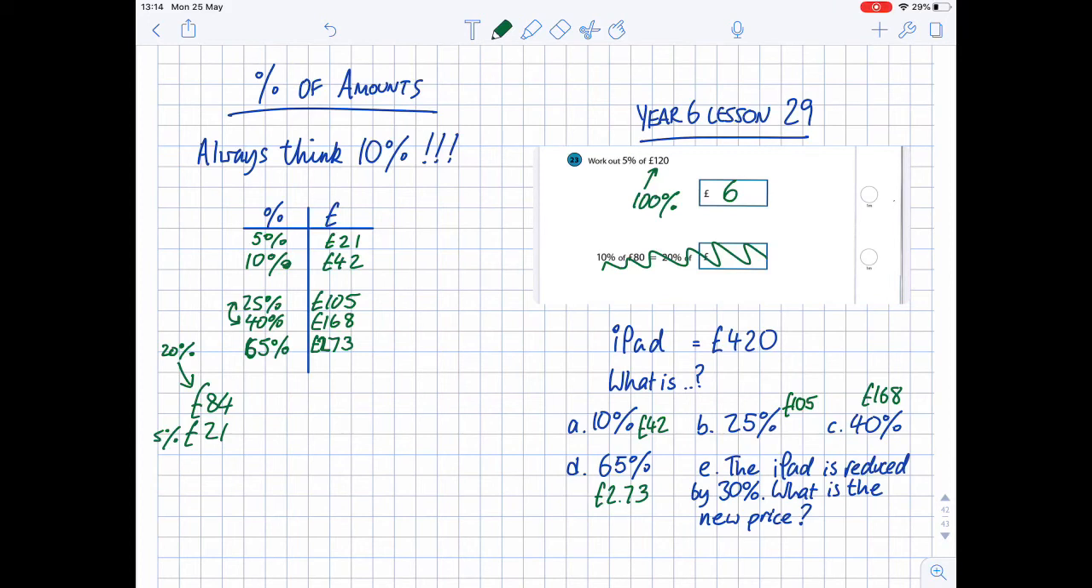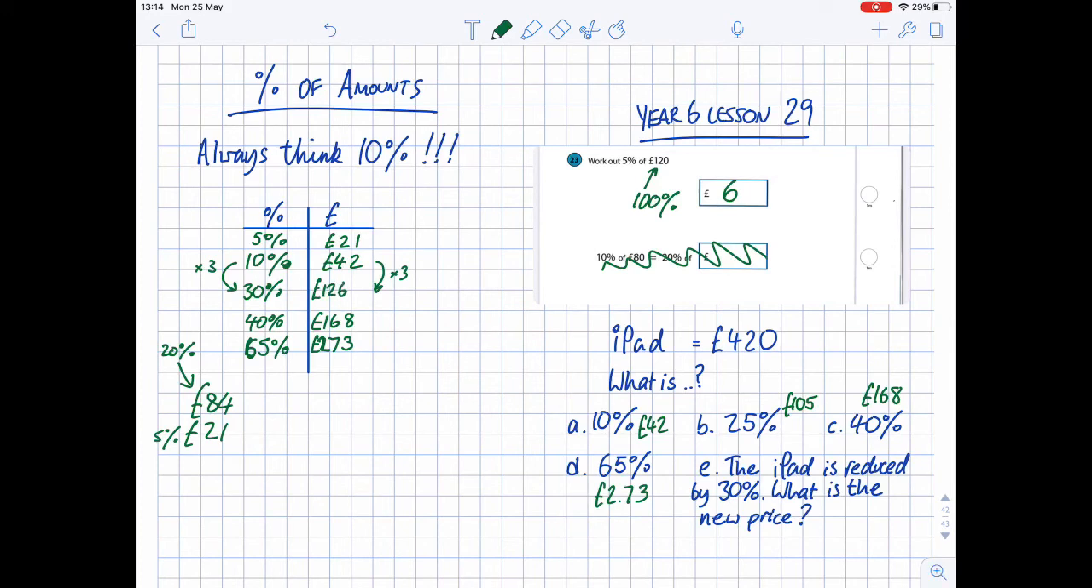And then the last one says the iPad is reduced by 30%. What is the new price? Okay, so how can I work out 30%? Well, again, I'm always going back to my 10%. So how do I get from 10 to 30? I multiply it by 3, which means I need to do that to this side as well. So 30% would be £126.